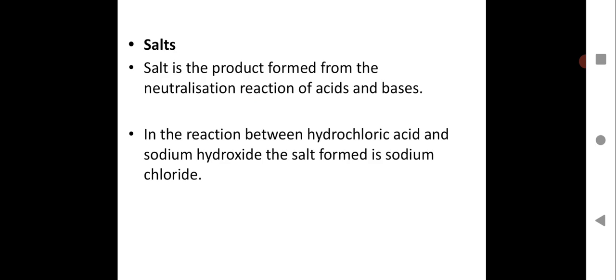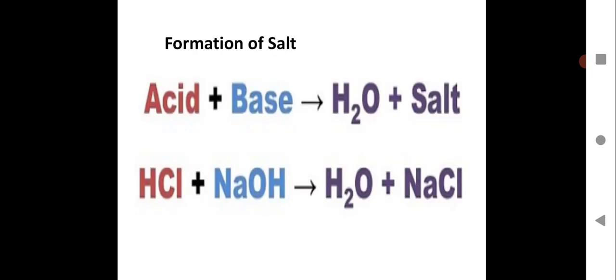So here we need to know about the salt. Since we are doing neutralization, salt is the product formed from the neutralization reaction of acids and bases. Very simple. When you react an acid and a base, you always get salt and water. In the reaction between hydrochloric acid and sodium hydroxide, the salt formed is sodium chloride. They are neutralizing each other and forming a neutral salt, sodium chloride. So here you have formation of the salt.